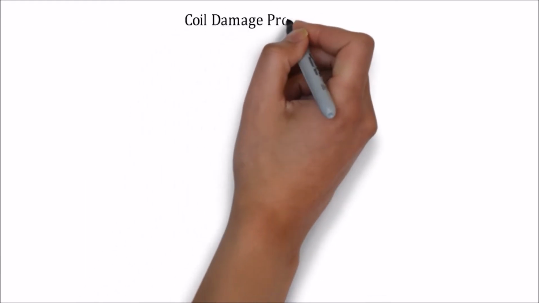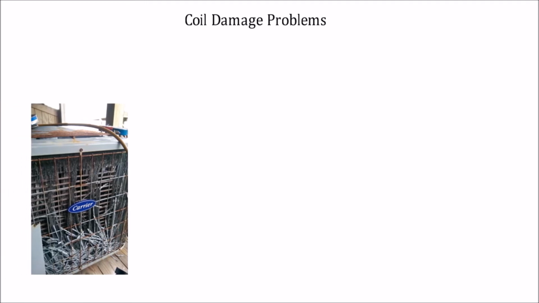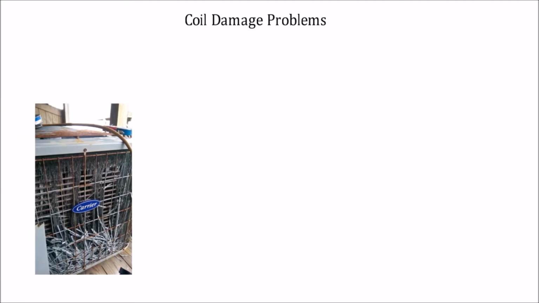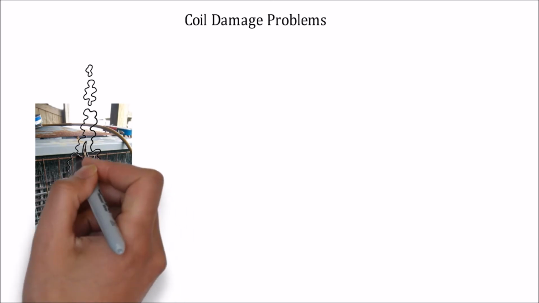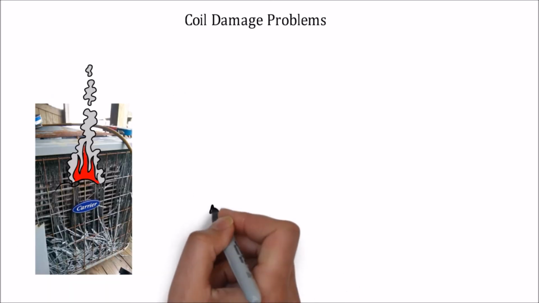Coil damage problems. HVAC systems face that of coil damage. This is a problem not to be taken lightly, as a damaged coil can cause the coolant to leak or spark a fire due to friction. The connection between the evaporator and the core is damaged.